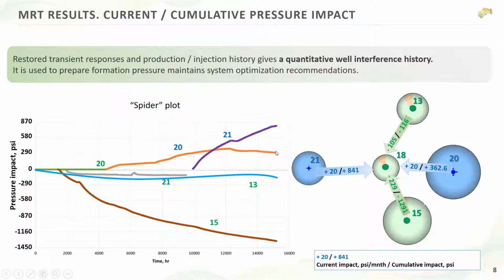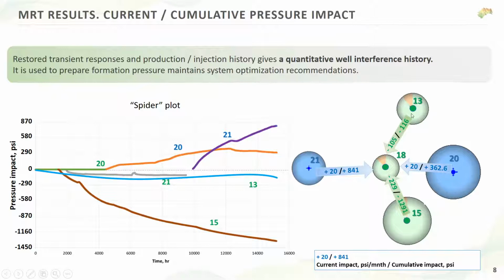The total pressure impact of injection of well 20 on pressure at well 18 is 363 pounds per square inch. And during the last month of injection, it was a 20 psi increase of pressure here due to injection of well 20. Okay, then well 13, if we consider it a producer, then it doesn't increase the pressure, it decreases the pressure.